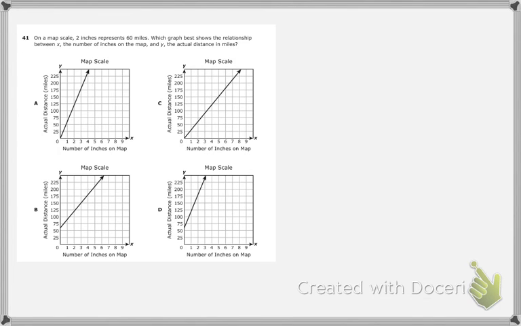41, on a map scale, 2 inches represents 60 miles. Which graph best shows the relationship between x, the number of inches on a map, and y, the actual distance in miles?